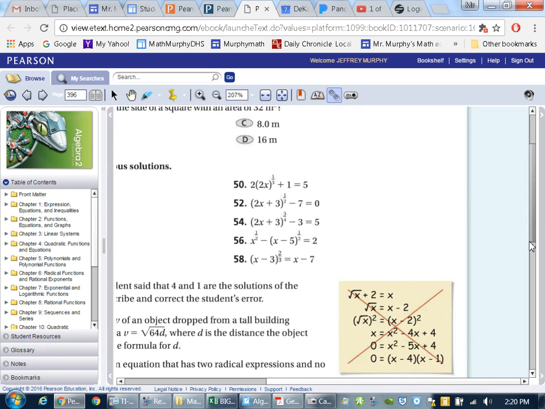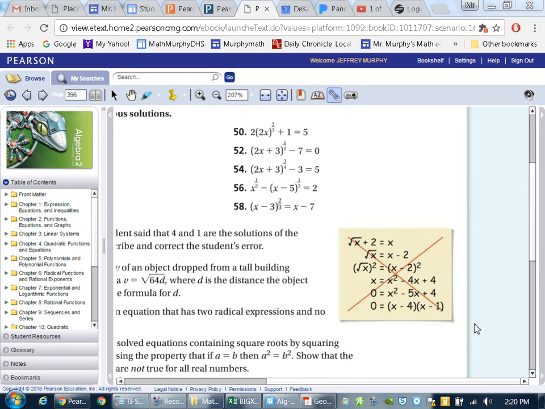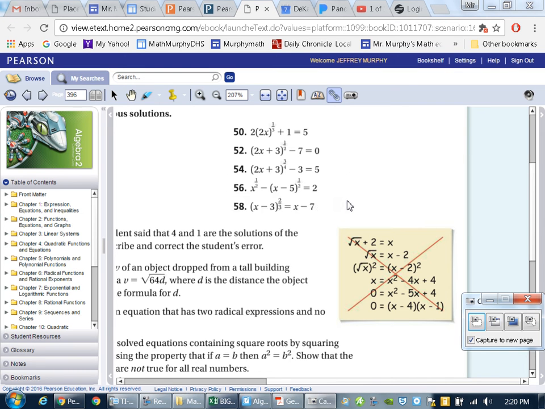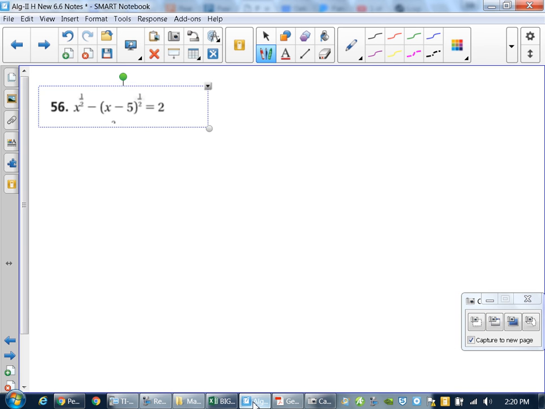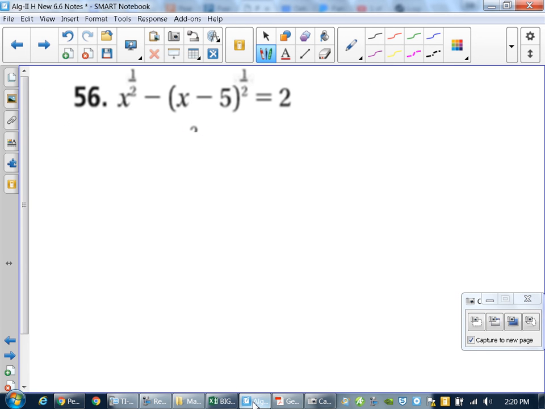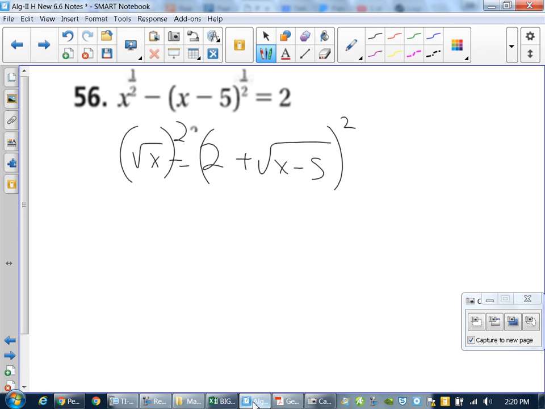56 is basically the exact same thing of what we just did, but they wrote it as a fractional exponent as opposed to an nth root. If it's easier to see what's going on with an nth root, I would do it that way. Everybody agree that that's the square root of x minus the square root of something is 2? I'm just going to rewrite it as the square root of x is 2 plus the square root of x minus 5, and then I'm going to square both sides and do the exact same thing I just did. I will have to square it twice to get the solution. Does that make sense?